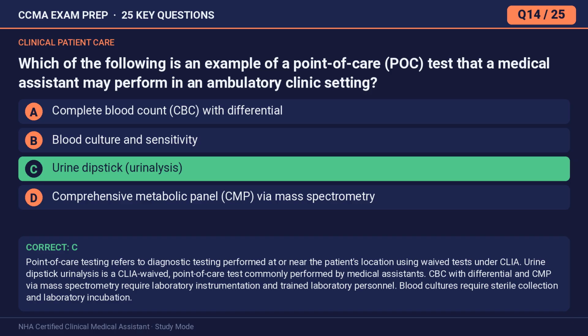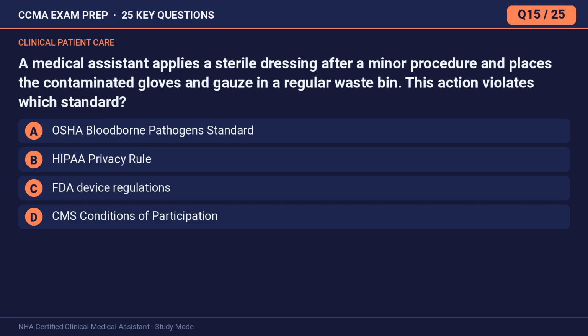Before administering a medication, a medical assistant should complete the 5 rights. Which of the following is not one of the 5 rights of medication administration? A. Right patient. B. Right dose. C. Right prescribing physician. D. Right route.